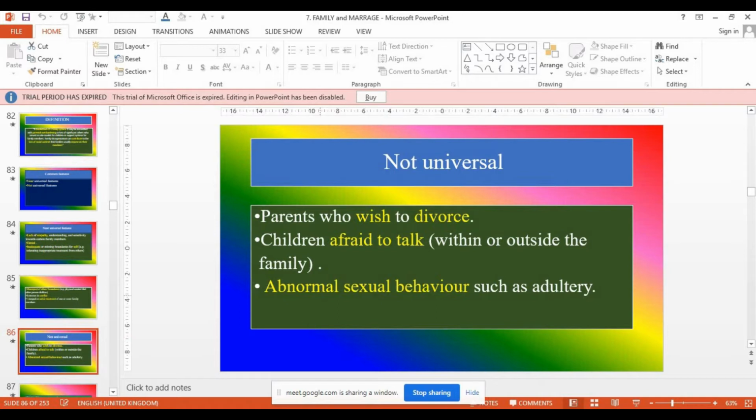Next one, abnormal sexual behavior such as adultery. These are in some, not all, families, only a few. Adultery means a sexual relationship with someone other than the husband or other than the wife.